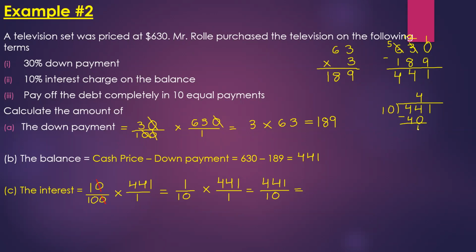4. Very good. Bring down the 1. How many times does 10 go into 41? My apologies, I said 4 before, but I meant 10. 4. 10 times 4 is 40. Yep. 41 minus 40 is what? 1. Point.